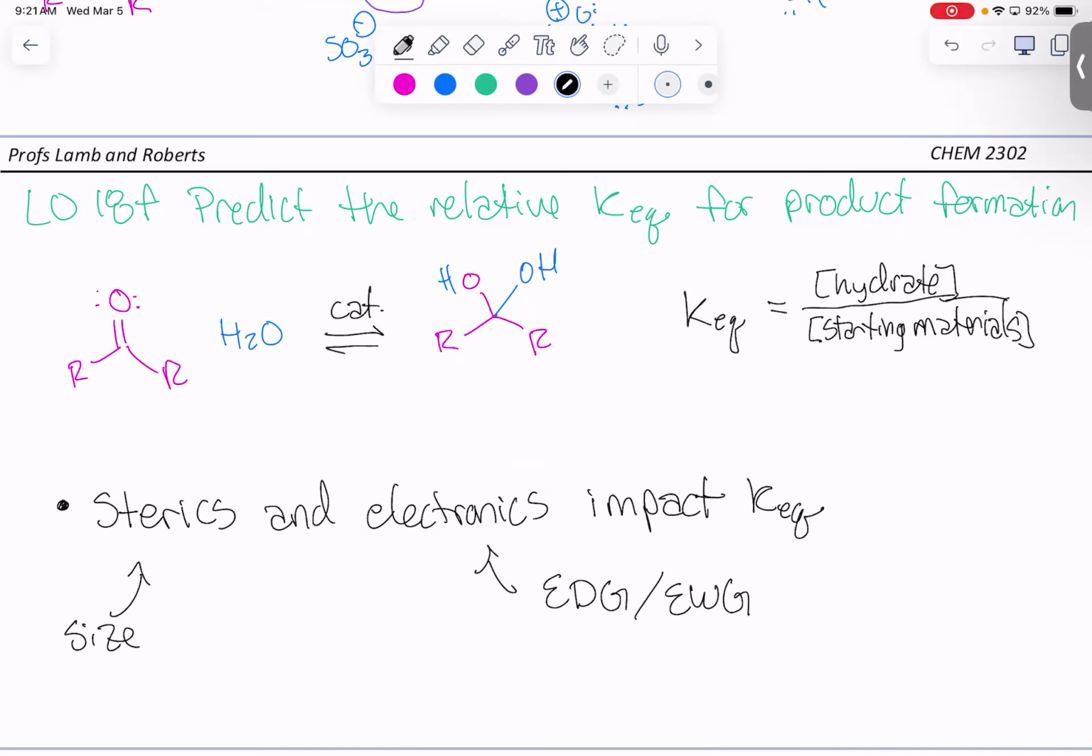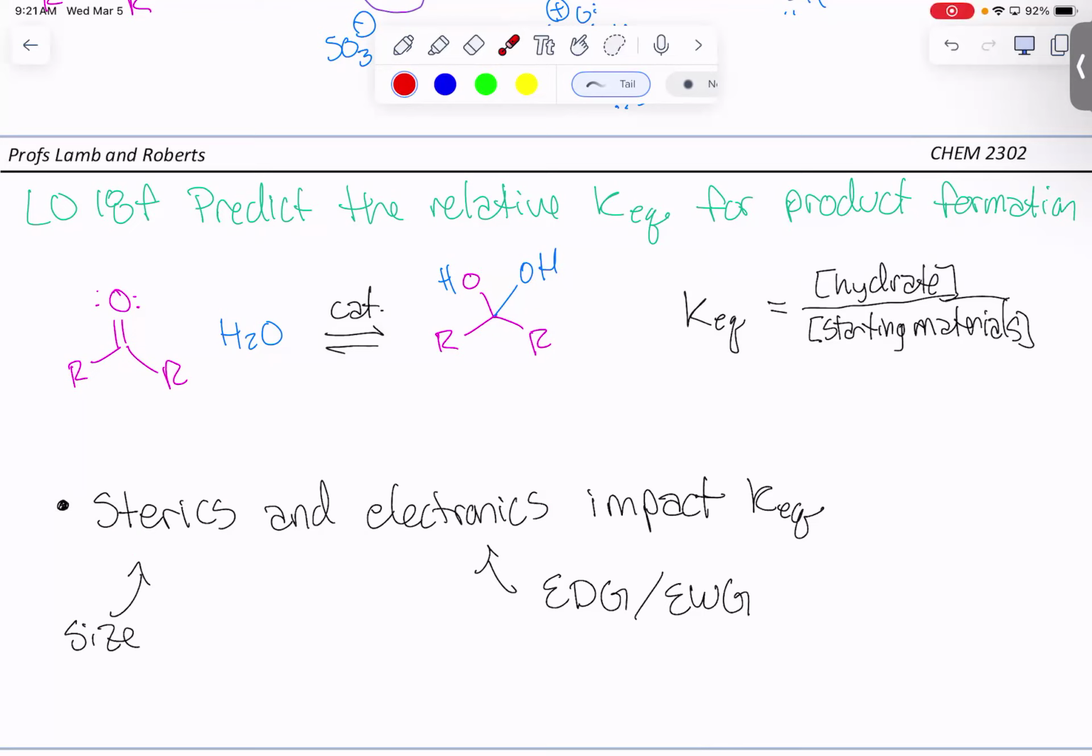So if something is very, very large, it's going to be pretty difficult for our nucleophile to access this carbonyl carbon, all right? If these groups are really, really big, it's going to be quite difficult. If these groups are really tiny, then it's going to be very easy for a nucleophile to come in and attack that carbonyl carbon, all right? So I think that's an important consideration.